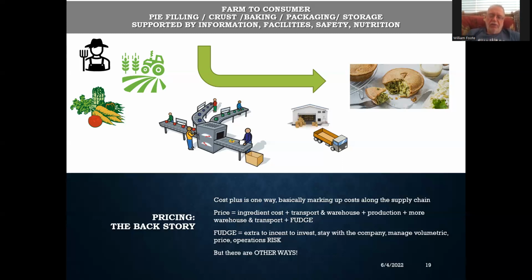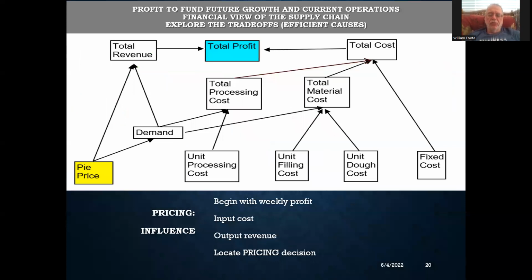And fudge, a lot of people use fudge. Can you operationalize the possibility of risk? And yes, we can. A lot of techniques for doing that, and those are those other ways. And here's where we begin.